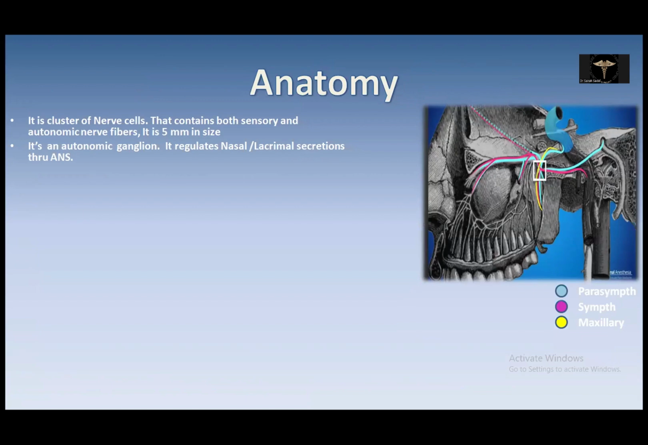So it's a cluster of nerve cells that contains both sensory and autonomic nerve fibers and is 5 mm in size. It's an autonomic ganglion, mostly a parasympathetic ganglion, and it regulates nasal and lacrimal secretions through the autonomic nervous system.